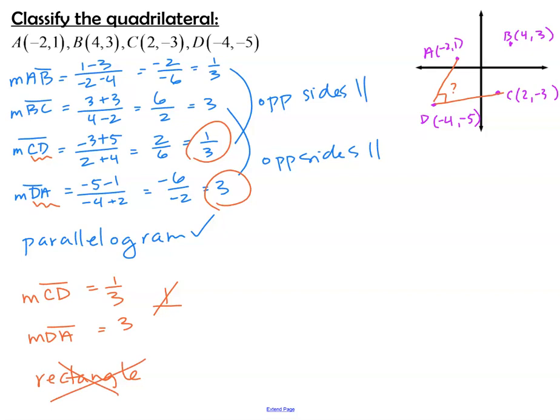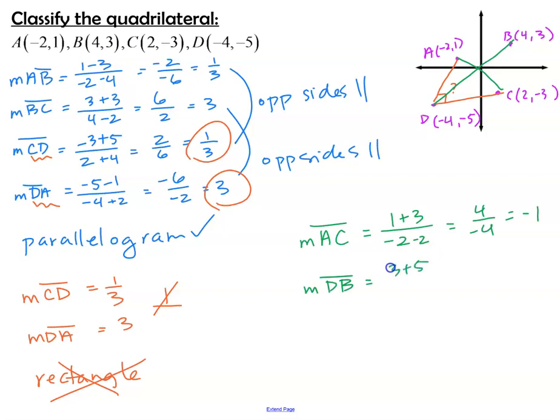So lastly, we need to do our rhombus check, and that's going to be our diagonals, so we have to take AC and BD. Again, we don't have those slopes already calculated, but it won't take us very long. The slope of AC is going to be 1 plus 3 over -2 minus 2, which gives us 4 over -4, which is -1. And then the slope of DB is going to be 3 plus 5 over 4 plus 4, which is 8 over 8, which gives us a +1.